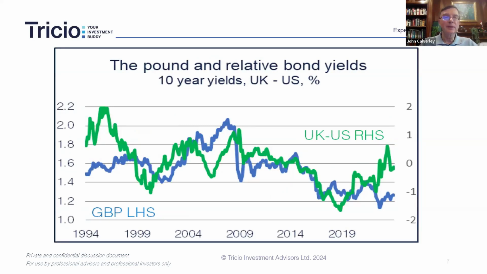Again, you can see the tendency for these two lines to go together. But the pound at the moment is staying weak despite the UK's interest rates going up. Bond yields are almost the same level now in the UK and the US. And that's not really reflected very much in the exchange rate. So it's been rather slow to come up so far. Next slide.